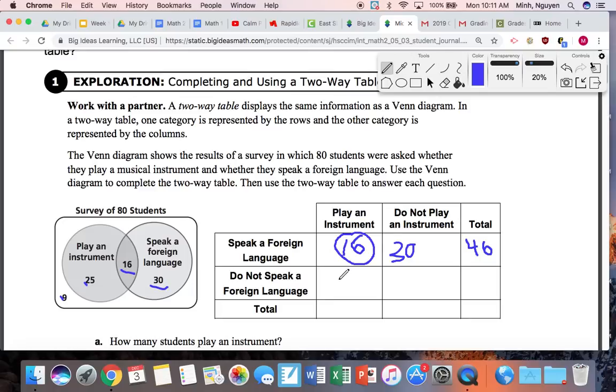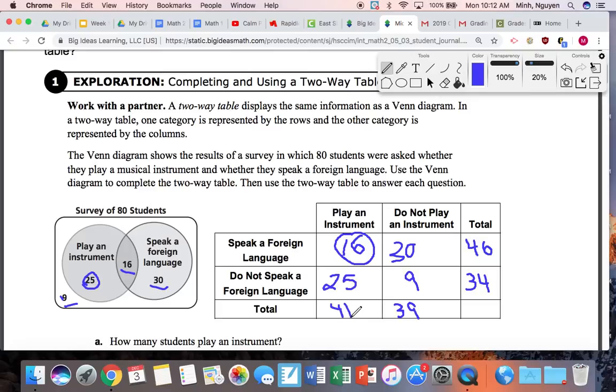Play an instrument but do not speak a foreign language. So play an instrument but no foreign language. And do not play an instrument, so outside of this circle and outside of this circle, or 9. So 25 plus 9, there are 34 students who do not speak a foreign language. There are 46 students who do speak a foreign language. The number of students that play an instrument, 25 plus 16, that's 41. And 30 plus 9, there are 39 students who do not play an instrument.